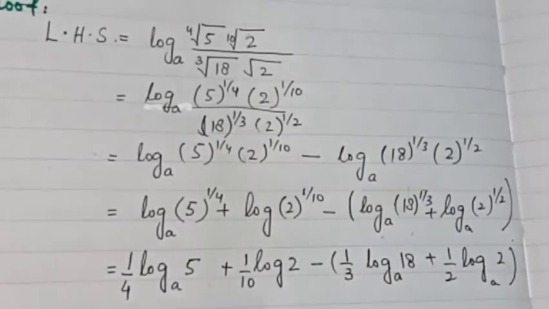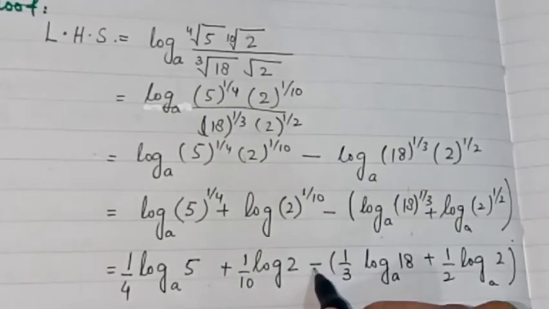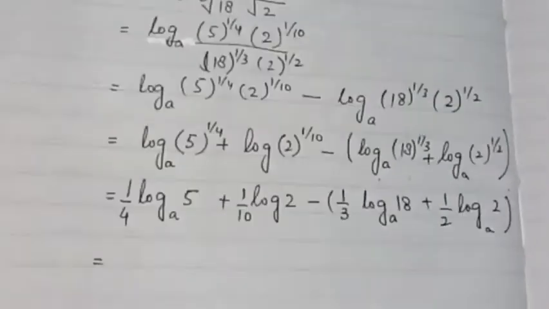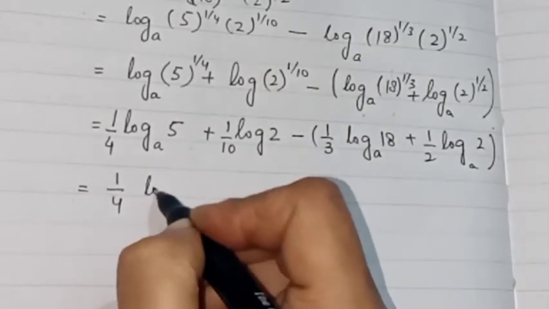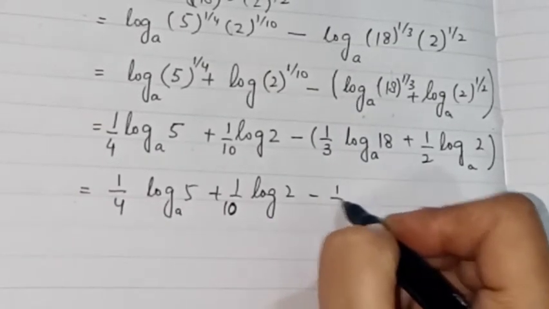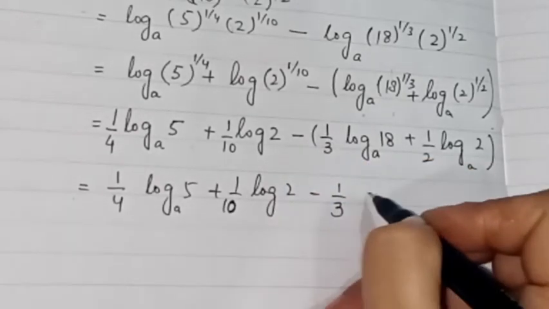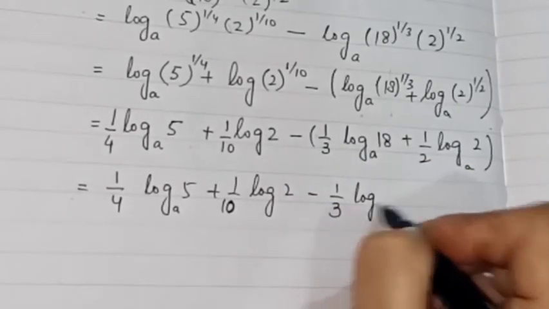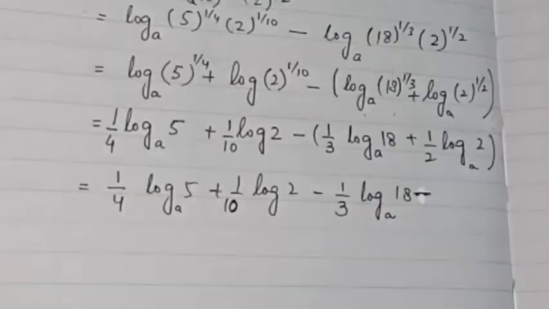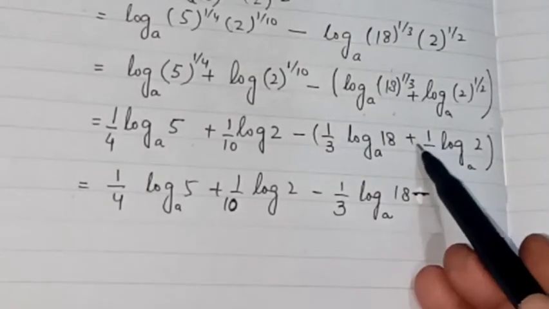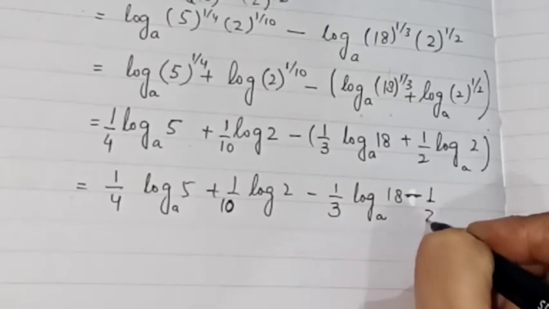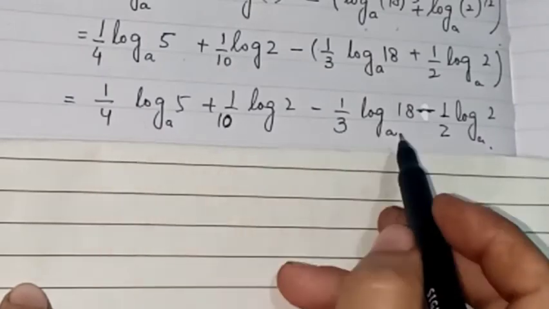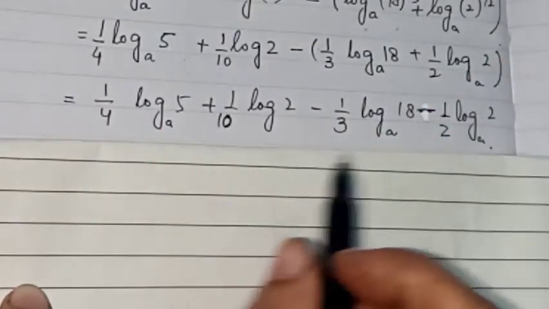Now in this step I am just multiplying this minus sign inside the bracket by using the distributive law. So 1 upon 4 log 5 plus 1 upon 10 log 2, minus 1 upon 3 log of 18, and this minus times plus will be minus 1 upon 2 log of 2. Okay, we are done with all three laws of logarithm. Now we have to simplify it.